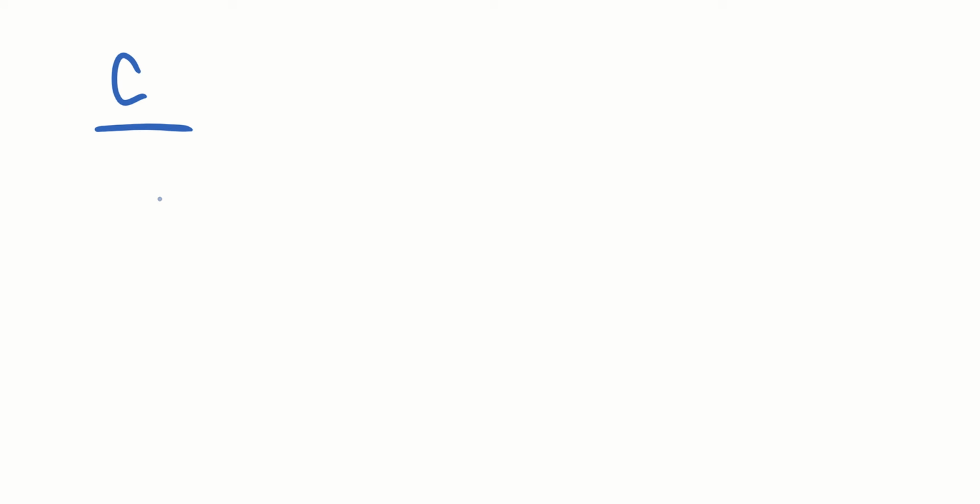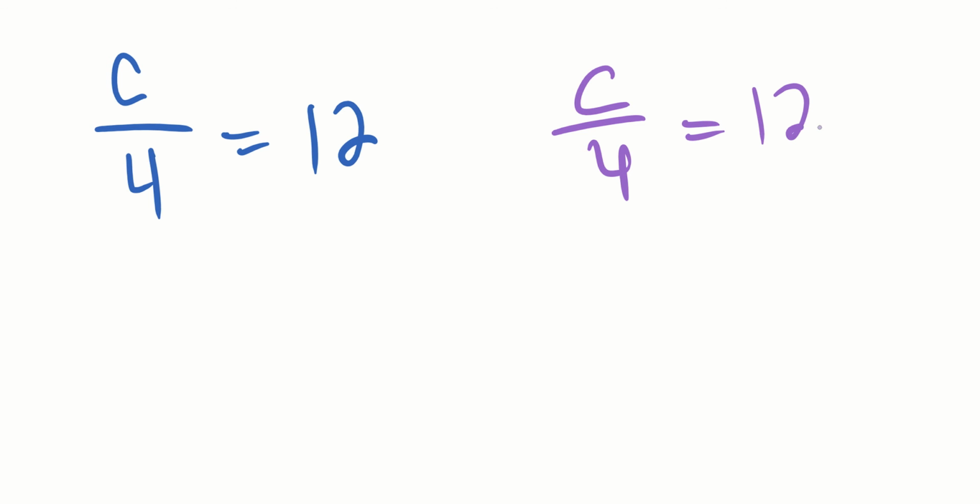We could say C over 4 equals 12. Now over is another way to describe division. So C divided by 4 is 12. Inverse of dividing is multiplying. So if I'm going to do the inverse, I'm going to multiply both sides by 4.